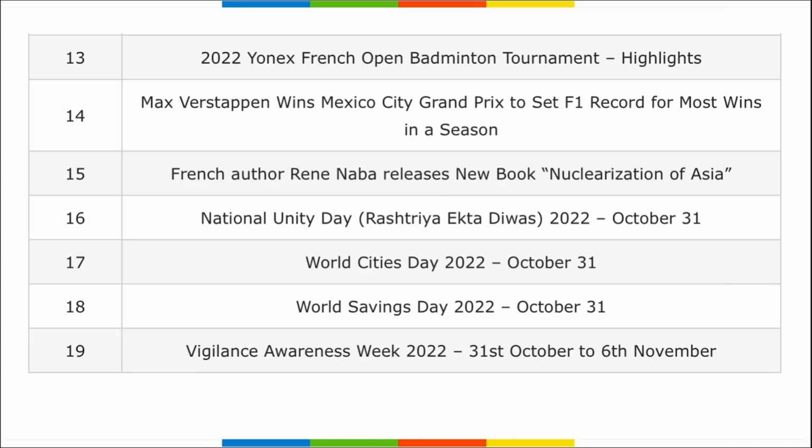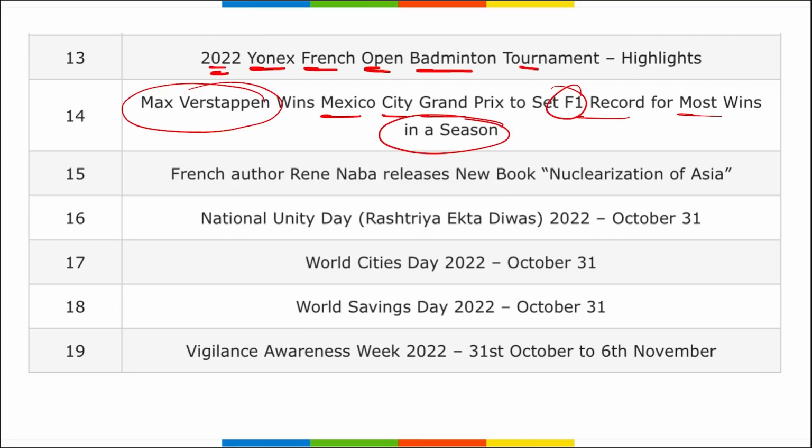Then the 2022 Yonex French Open Badminton Tournament was held, and the mixed doubles title was won by 2 Indian players. Max Verstappen has won the Mexico City Grand Prix, and he became the F1 record setter for the most number of wins in a season.